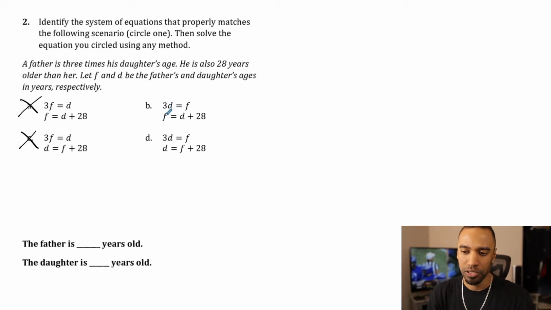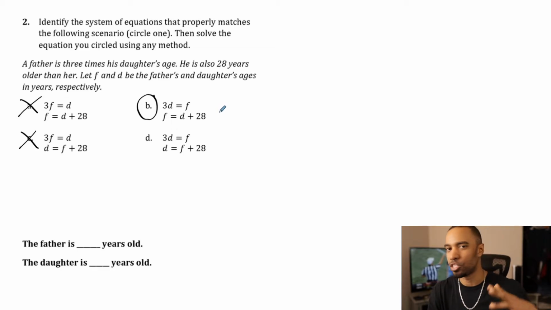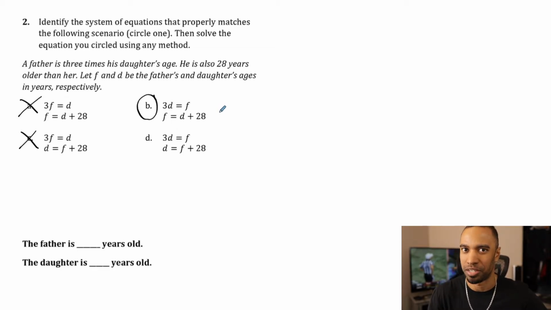We have the father's age equals the daughter's age plus 28. I think that sounds right. And I think I'll go and take that one right there. The opposite here is the daughter's age is the father's age plus 28. Now, see, if the father is 40 years old or 50 years old, we don't add 28 to that number to make the daughter's age. We would subtract. So it looks like it's going to be B.